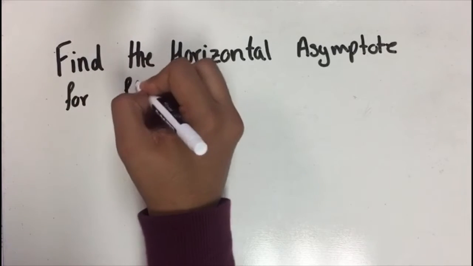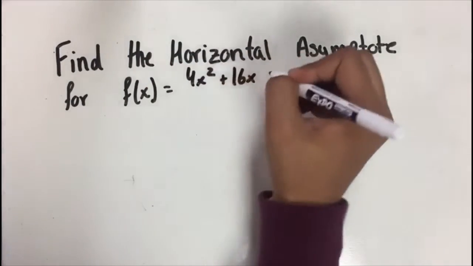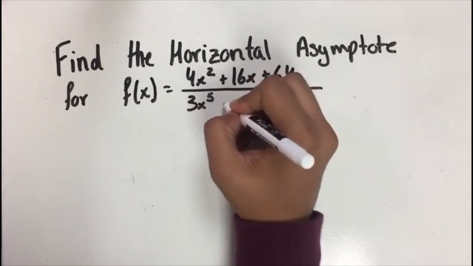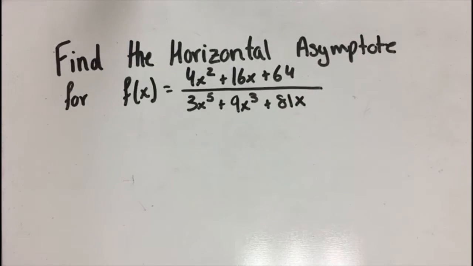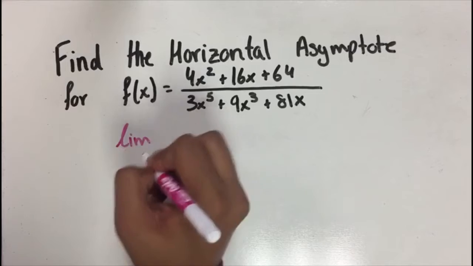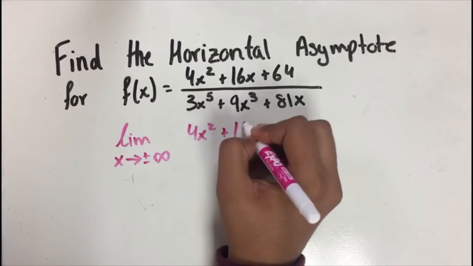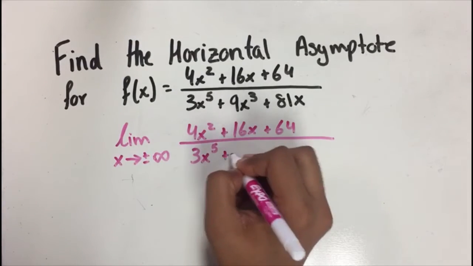For this example, we are trying to find if there's a horizontal asymptote of the function f of x is equal to 4x squared plus 16x plus 64 all over 3x to the 5th power plus 9x to the 3rd power plus 81x. In order to find the horizontal asymptote, find the limit as x approaches positive and negative infinity.